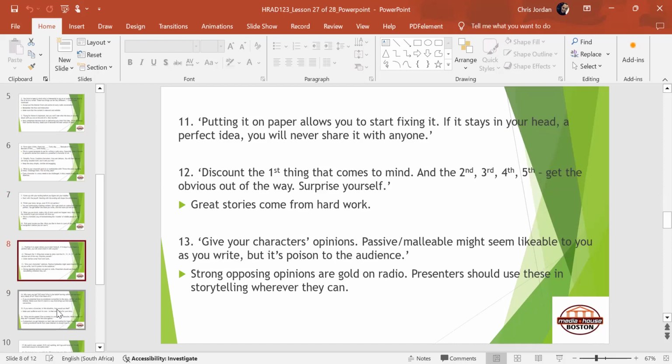So if it stays in your head, a perfect idea, you'll never share it with anyone. Does that make sense? In other words, if it's so great, it can never be more than nothing at all, right? If you don't share it with somebody else, if you don't let it out of there and do something about it, if you don't do more than just write it down on a note, you might as well throw it in the trash, right? Then go and actually take some action and do something about it.